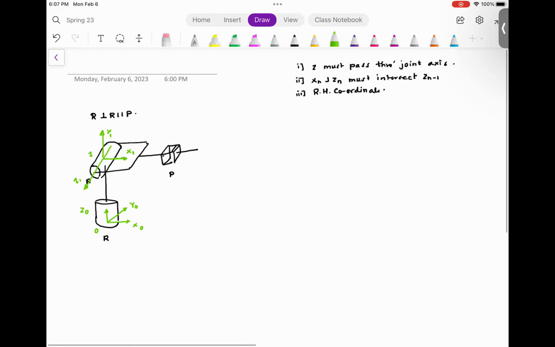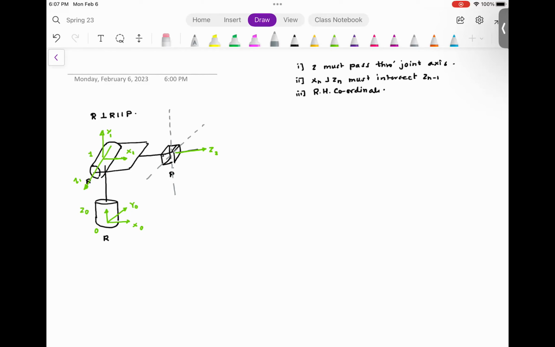Now what we need to do is go to frame 2. And for frame 2, the first rule is Z has to pass through the actuation joint. So this is Z2. Now let's talk about where X2 could be. For X2, we have two choices. X2 could be somewhere here, or X2 could be somewhere here. Do you agree with me? So there are two possible locations for X2. X2 could be pointing down, pointing up, pointing towards the paper, or coming out of the paper.